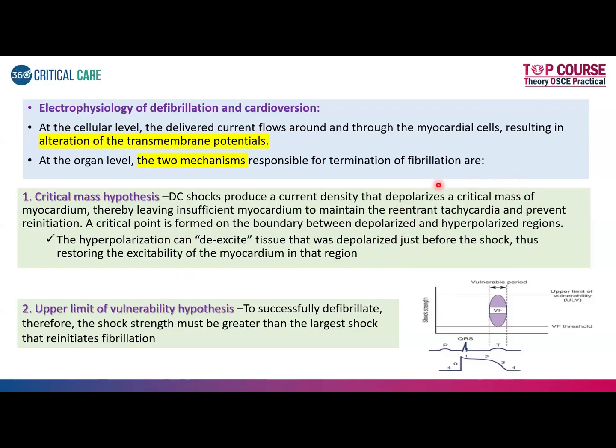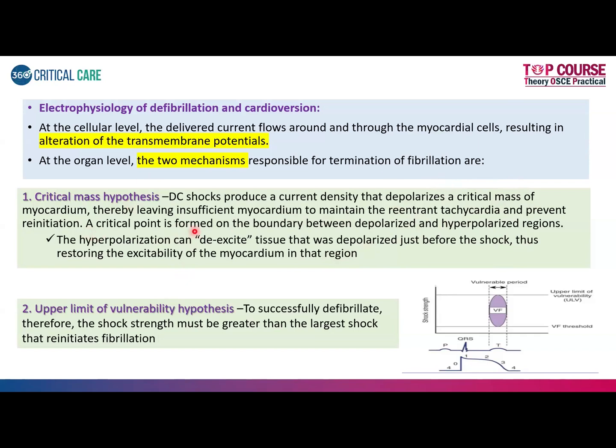So basically, there will be one part of the myocardium which will be depolarized, another part of the myocardium which will be hyperpolarized, and in between there will be a small area of the myocardium, which is the critical mass of the myocardium, where the current density is produced.